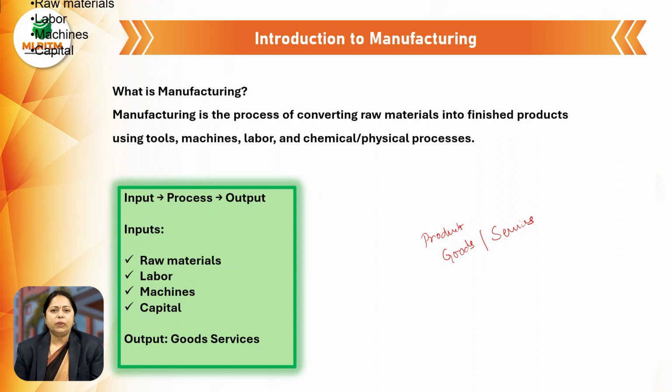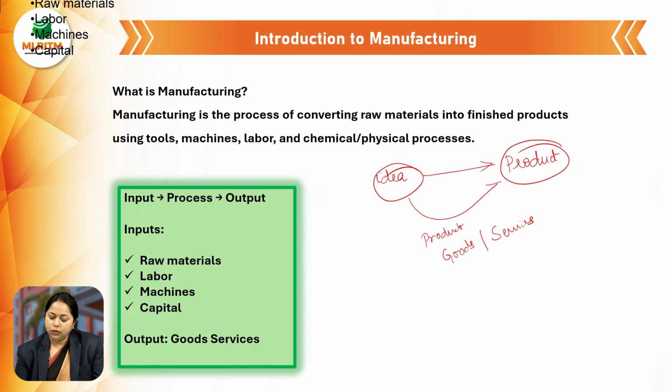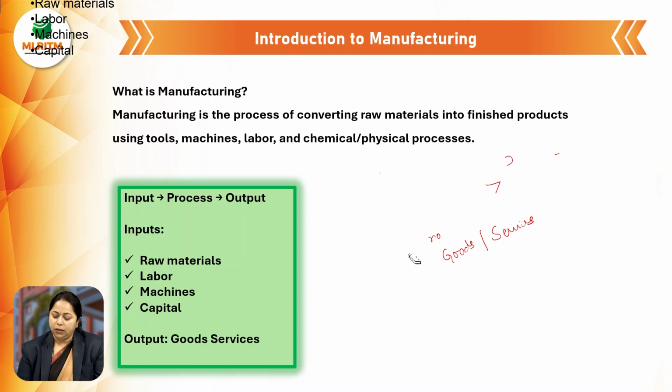To keep it very simple, somewhere an idea is generated, and this idea is transformed into a product in the market. So, what is happening in this transformation of an idea into a product is all about manufacturing. Say, for example, in order to make a pen, what is exactly required?